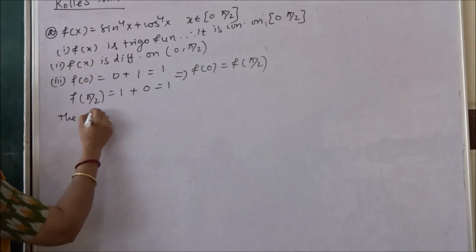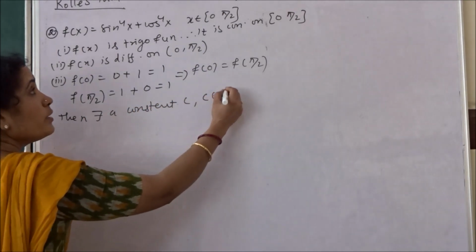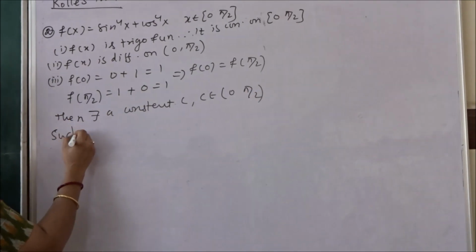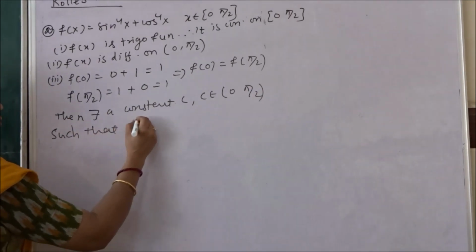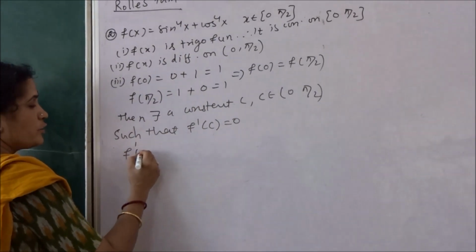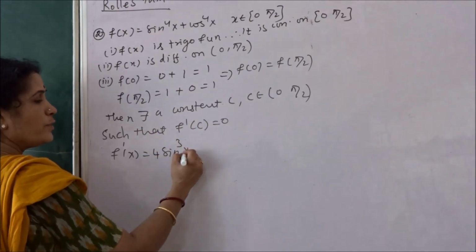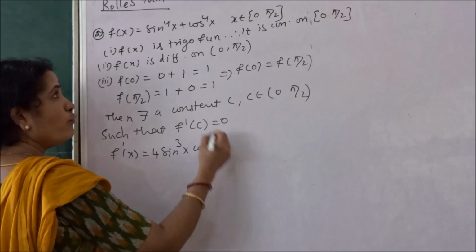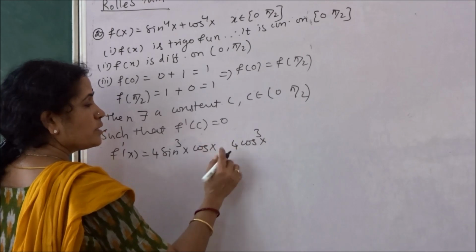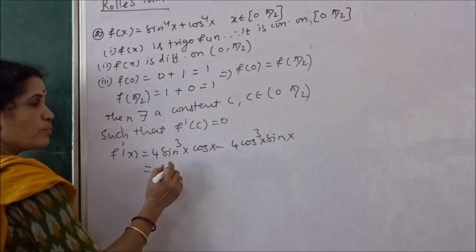Then there exists a constant c belonging to the open interval 0 to pi by 2, such that f dash of c is equal to 0. Am I correct? First you find f dash of x, then we will see f dash of c. f dash of x is 4 sin cube x into the differentiation of sin x, that is cos x, plus 4 cos cube x into the differentiation of cos x, that is minus sin x. Am I correct? Now simplify, bring this function into simplest form.